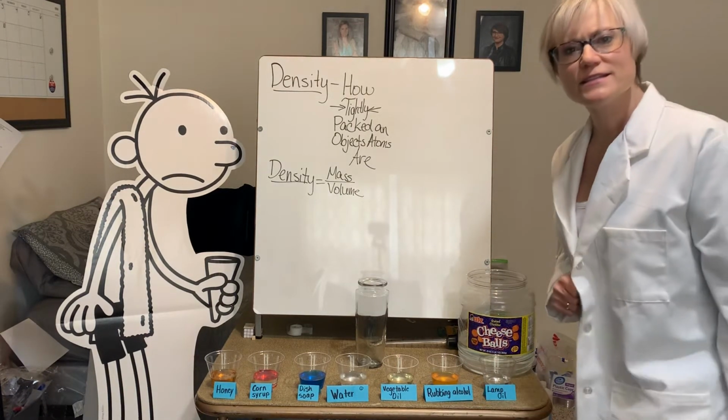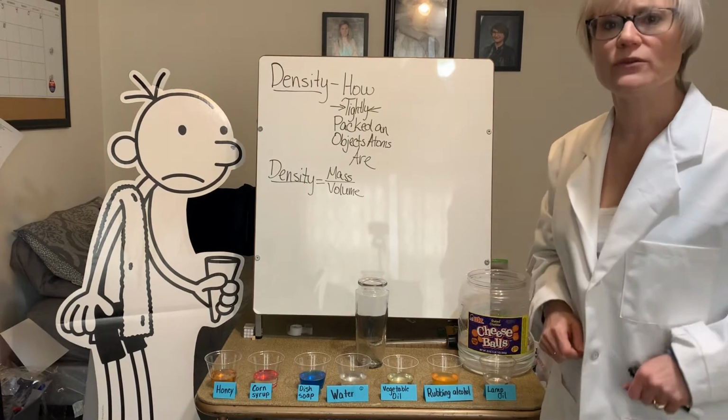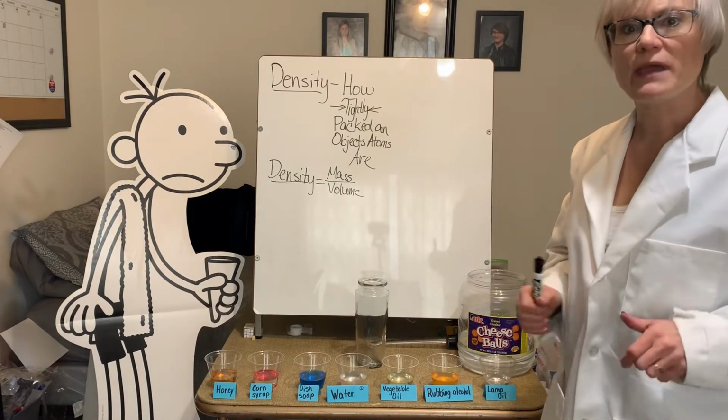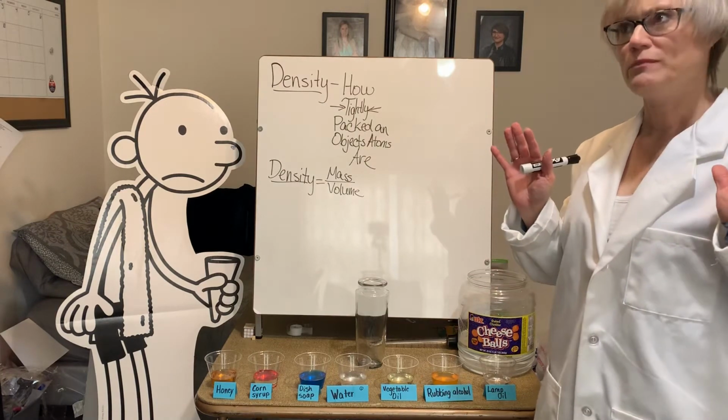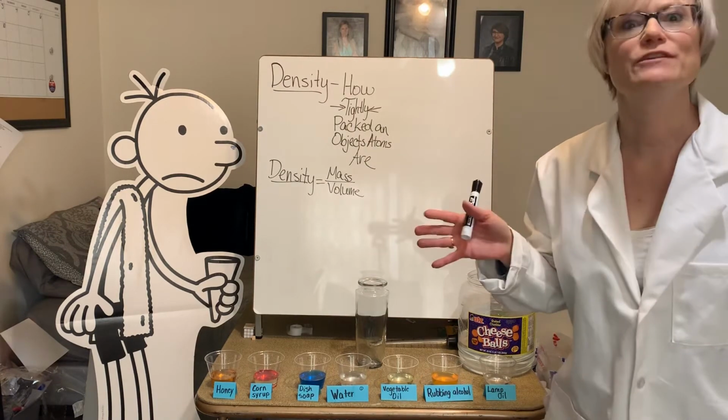Hello, sixth grade scientists. So today what we're going to do is play around a little bit with density. We're going to make a 7-layer density burrito or salad, whatever you want to call it.